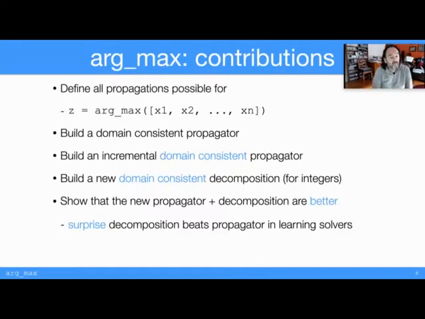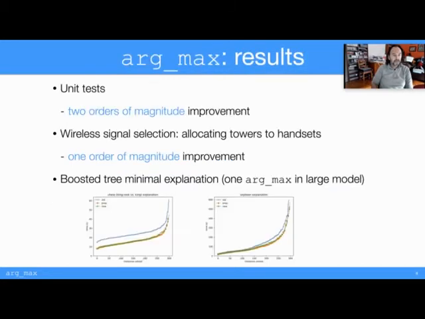So what have we done? We've built a domain consistent propagator and made an incremental one. In fact, it's easy to make it incremental. We've also found a new domain consistent decomposition which works for integers, and we show that the new propagation and the decomposition are better. And what surprised us was the decomposition actually beats the propagator in learning solvers in many cases.